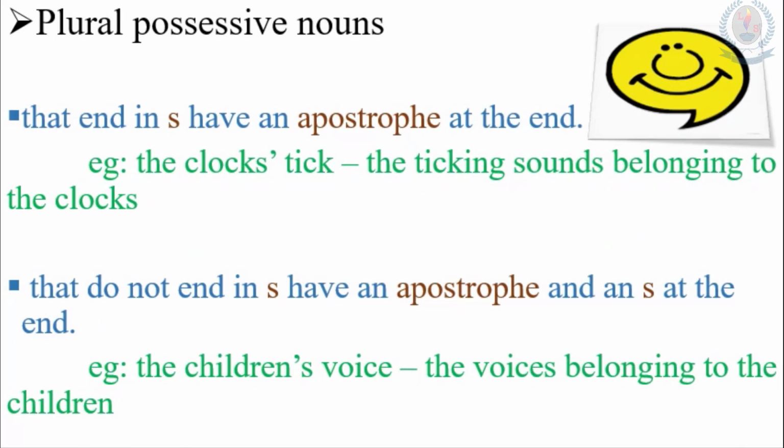Next category is plural possessive nouns. Okay, now tell me, what are plural nouns? Yes, plural means more than one. So, in possessive nouns, if the noun ends in S, you have to add just an apostrophe, not an apostrophe and an S.